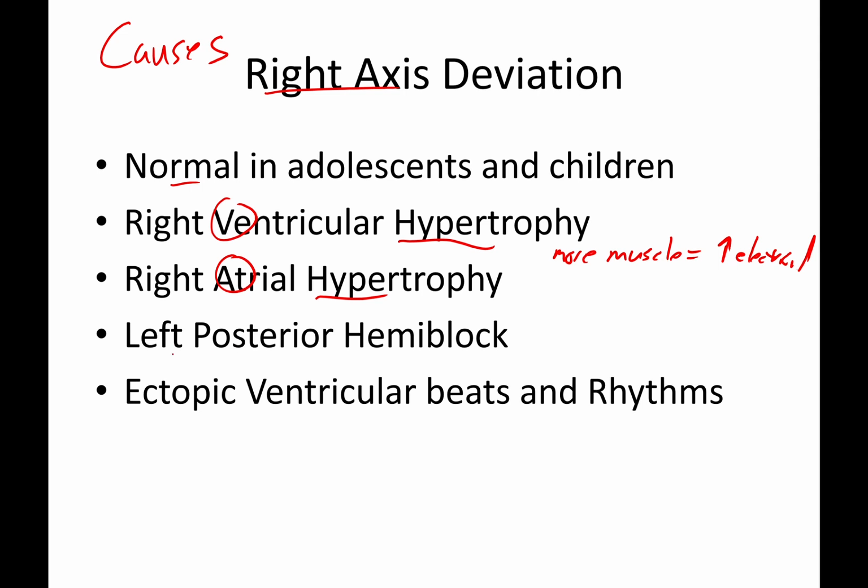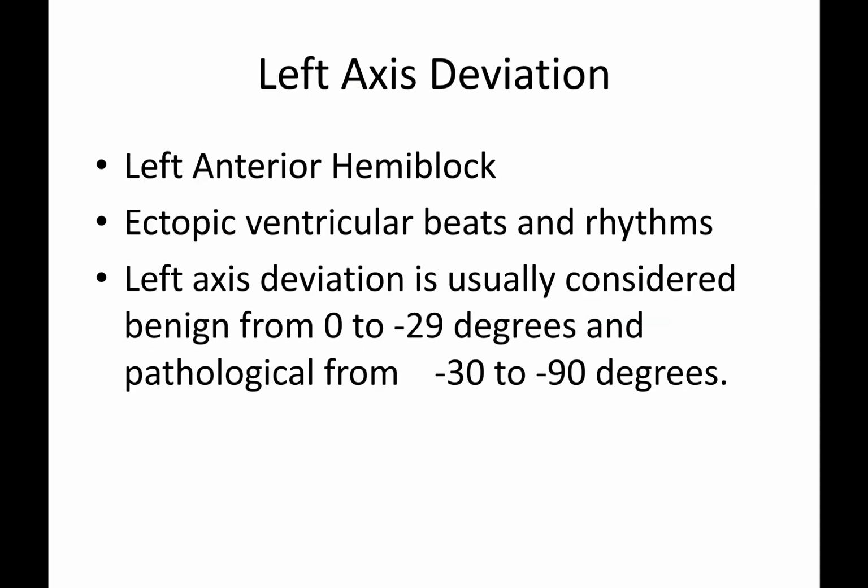You also have a left posterior hemiblock. Remember, the left bundle branch is split into 2 different parts, left anterior and the left posterior. And so a right axis deviation could be due to this. Finally, you could have just ectopic beats and rhythms that can cause a right axis deviation. But by and large, you're looking at hypertrophy and hemiblocks being likely causes of that right axis deviation.